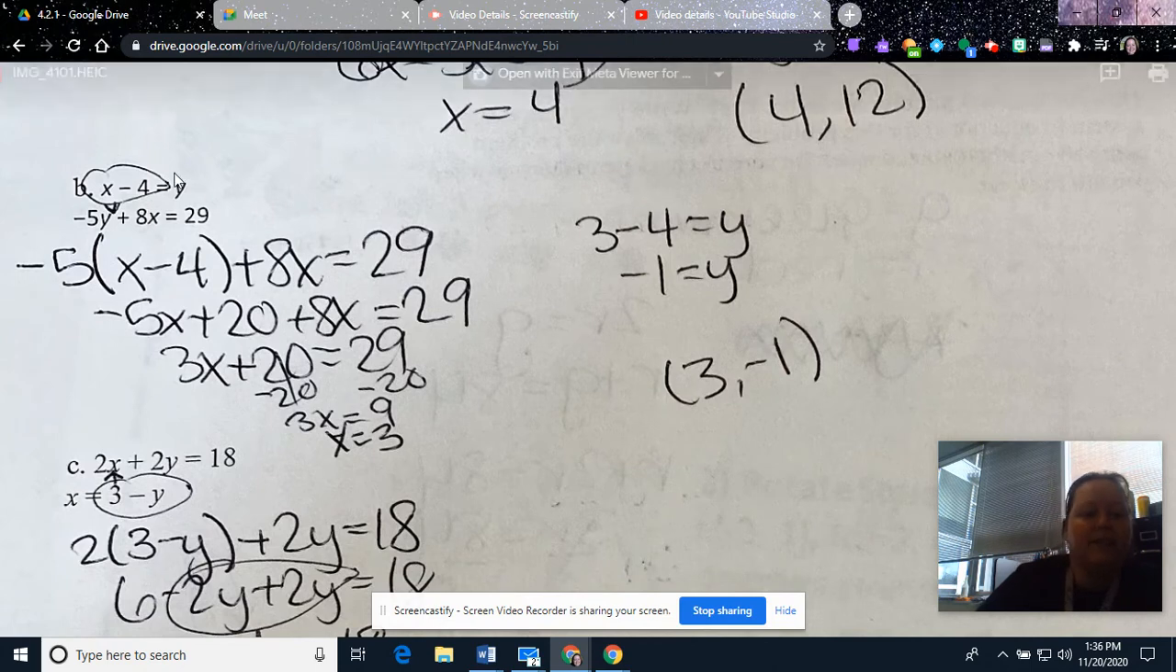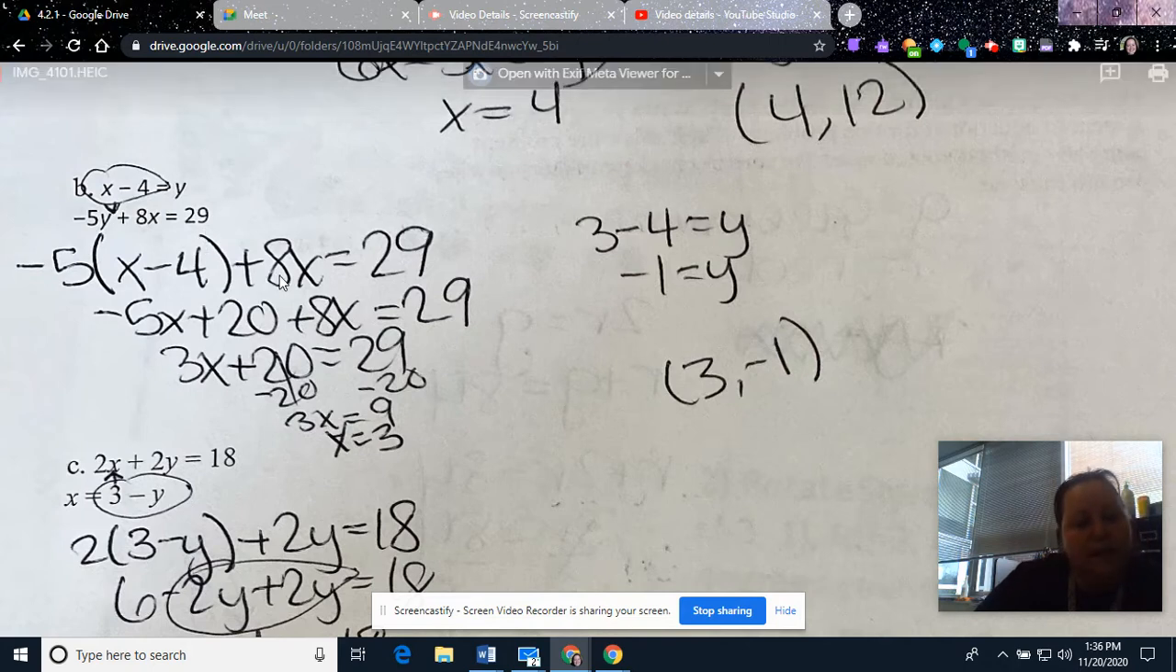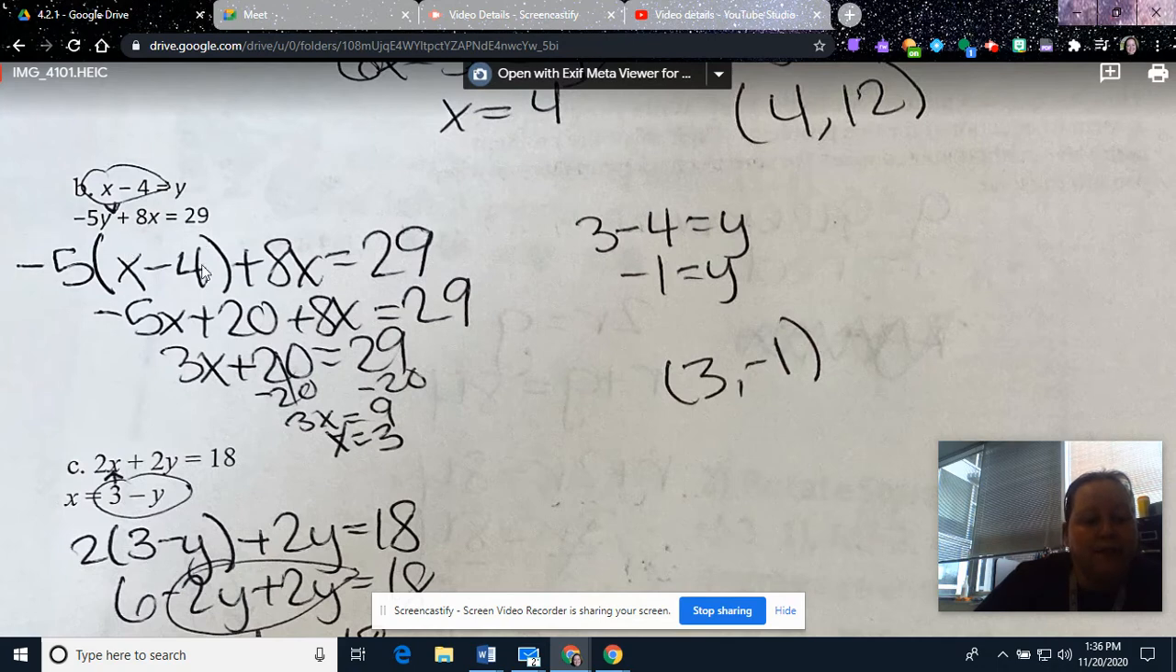Looking at B, this time y equals x minus 4. So here where I see y, now it's going to be x minus 4. So it's going to be negative 5 times, and then in parentheses, x minus 4, plus 8x equals 29. You can go ahead and do the distributive property. So you get negative 5x.